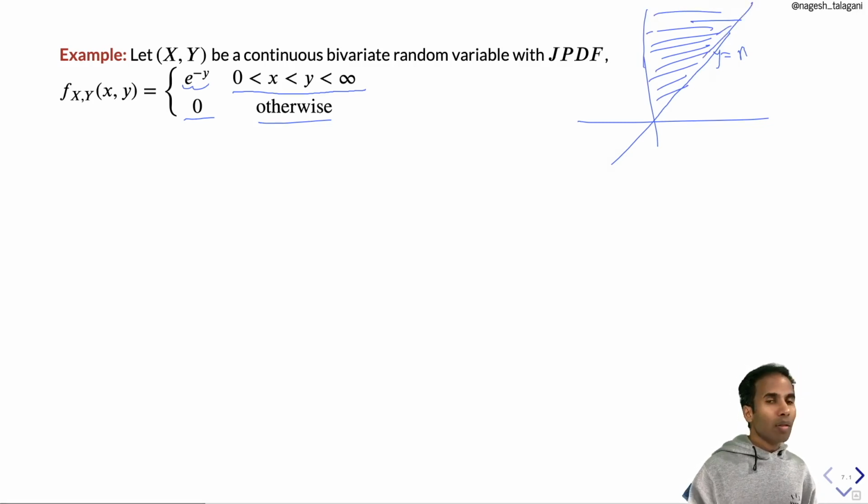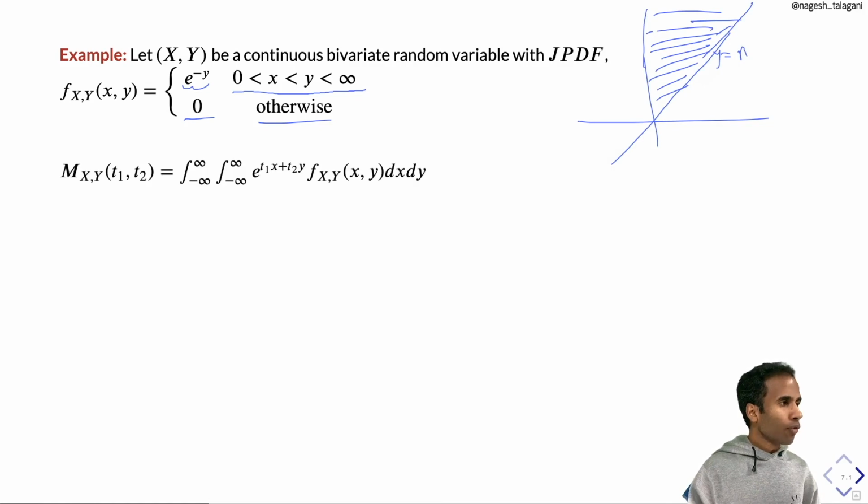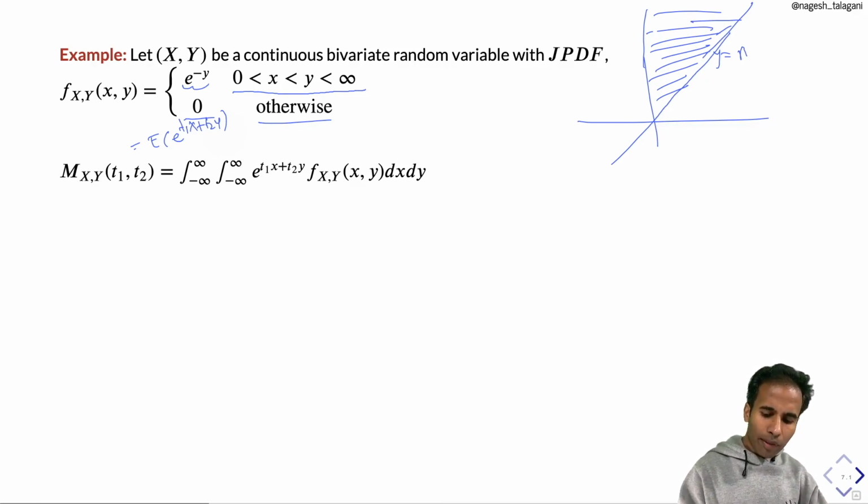Fine. Now, the joint MGF of xy by definition is what? Expectation of e power t1x plus t2y, which is going to be double integral of e power t1x plus t2y f of xy dx dy. Fine. Here, if I integrate with respect to y first, then the y limit is going to be x to infinity, then x limit is going to be 0 to infinity.